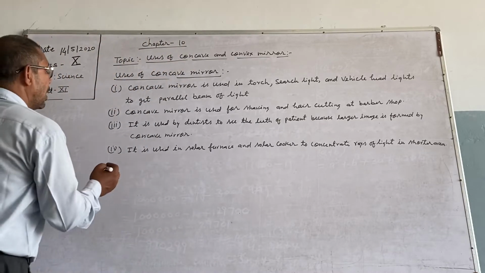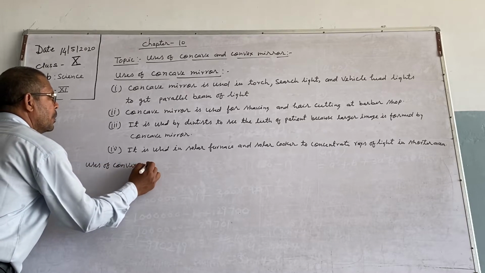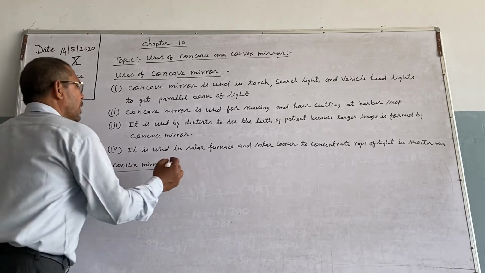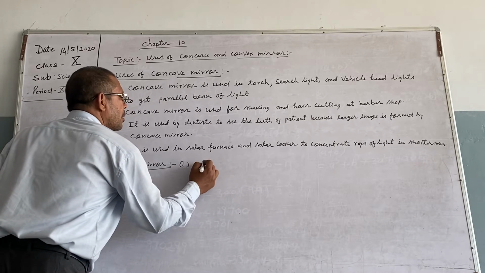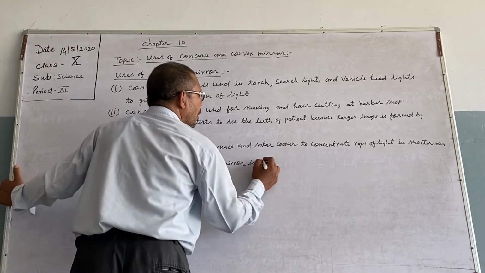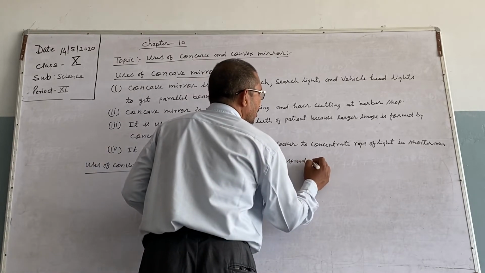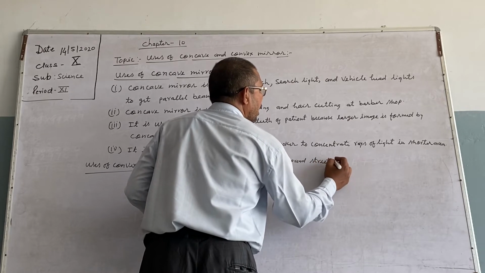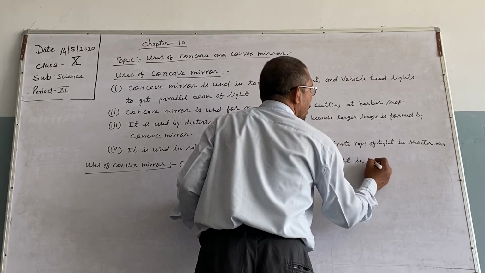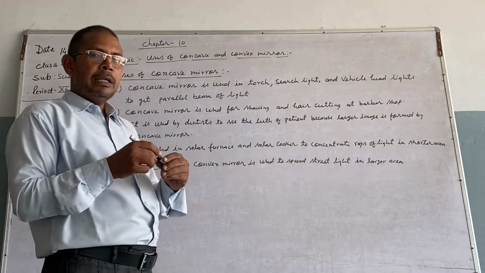Similarly, see uses of convex mirror. First point, convex mirror is used to spread street light in larger area, right? That is a reflector.